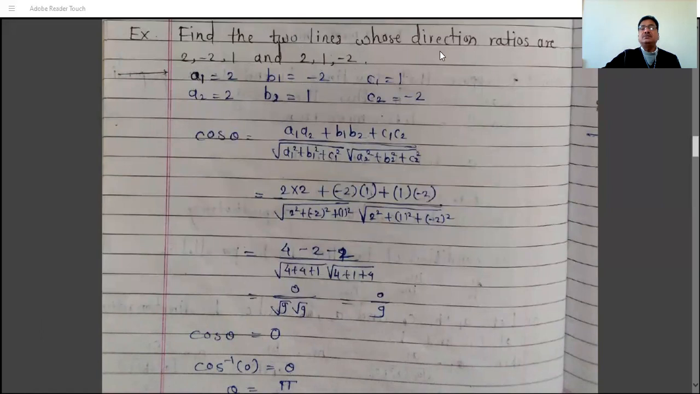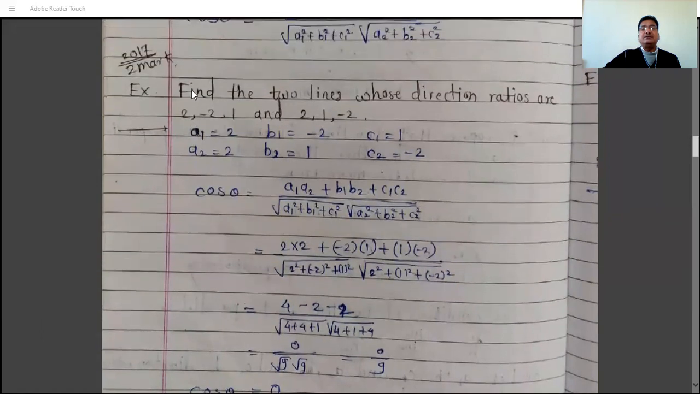Find the angle between two lines, right? Correct the question: find the angle between two lines whose direction ratios are 2, -2, 1 and 2, 1, -2. That is, we are given a1, b1, c1 and a2, b2, c2, the direction ratios of two lines, and now we have to find the angle between those two lines.